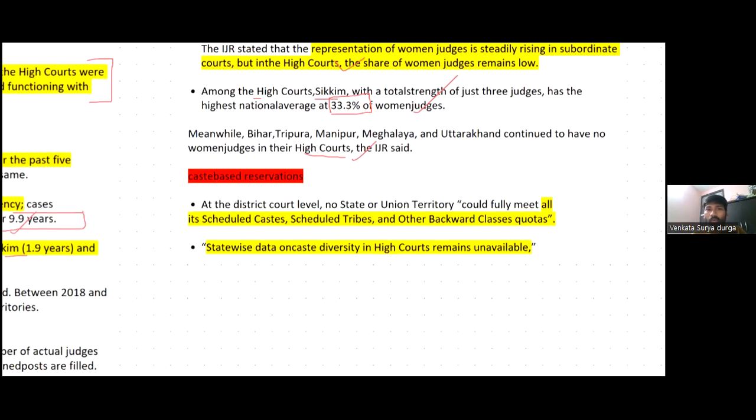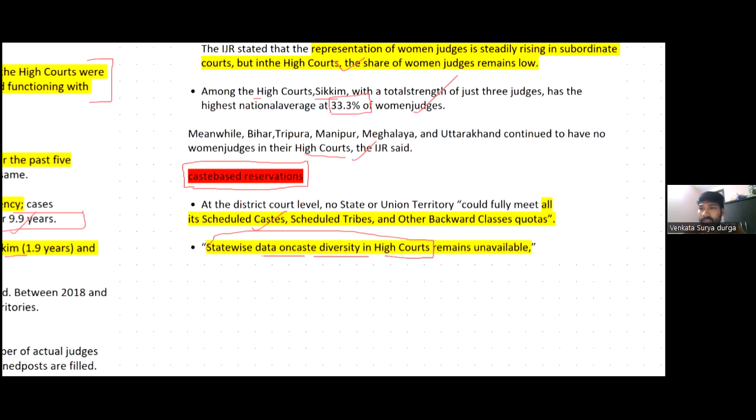So this report also discussed caste-based reservations. This report says that all the castes are not adequately represented in the Indian judiciary, especially scheduled castes, scheduled tribes, and judges from the other backward classes. This is because there has been a lack of state-wise data on caste diversity in high courts.